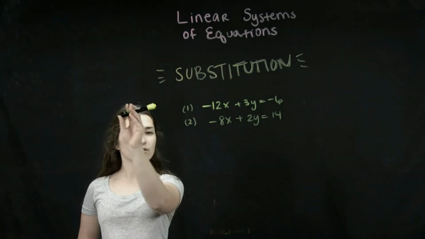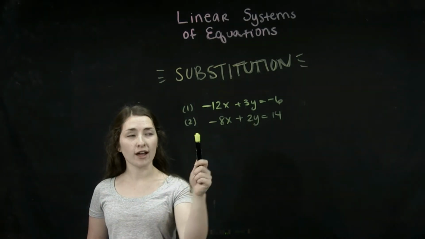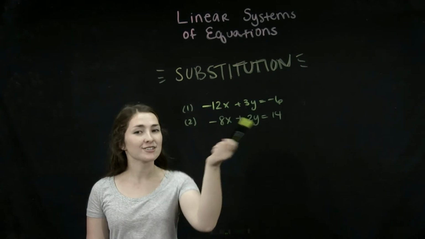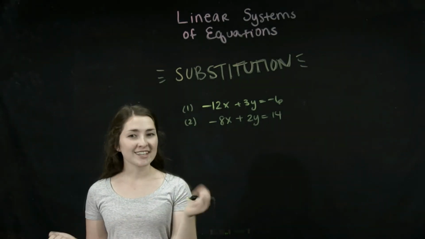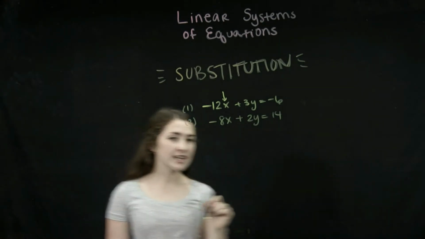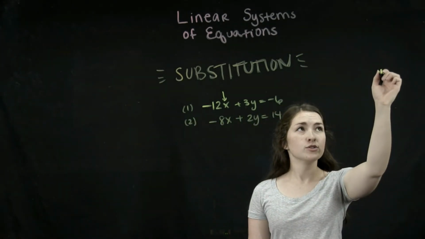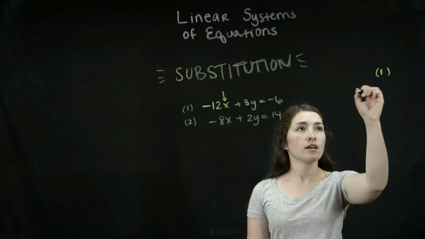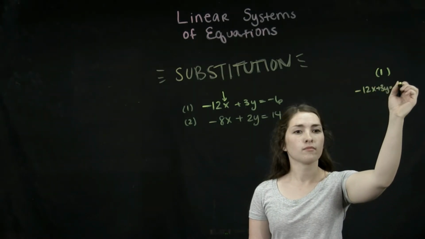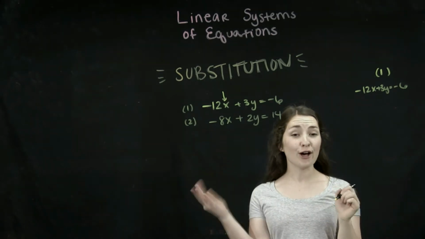We can either choose our first equation and solve for x or solve for y, or we can choose our second equation and solve for x or solve for y. For kicks and giggles, let's just take our first equation and solve for x. So we take equation 1 and copy it down here. And now we want to solve for x.